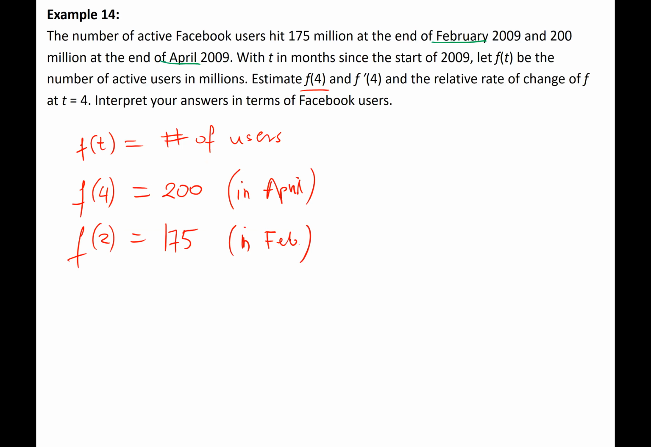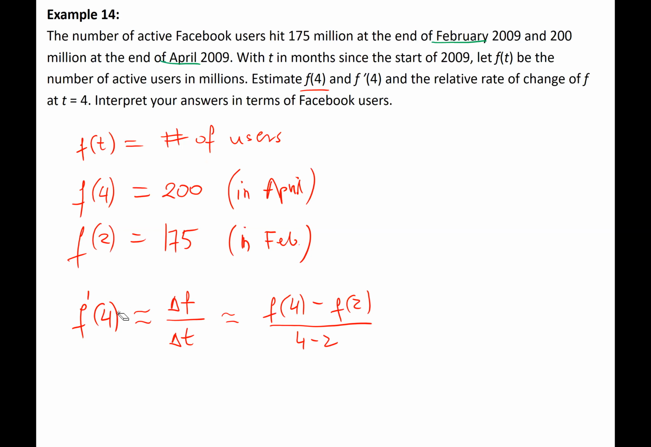Now, what do we have to do? We have to find f prime of 4. What is the rate of change of the users on Facebook exactly in April? I will estimate the rate of change of the users with respect to change in time, and the only values I have are going backwards, from February and April, 2 and 4.